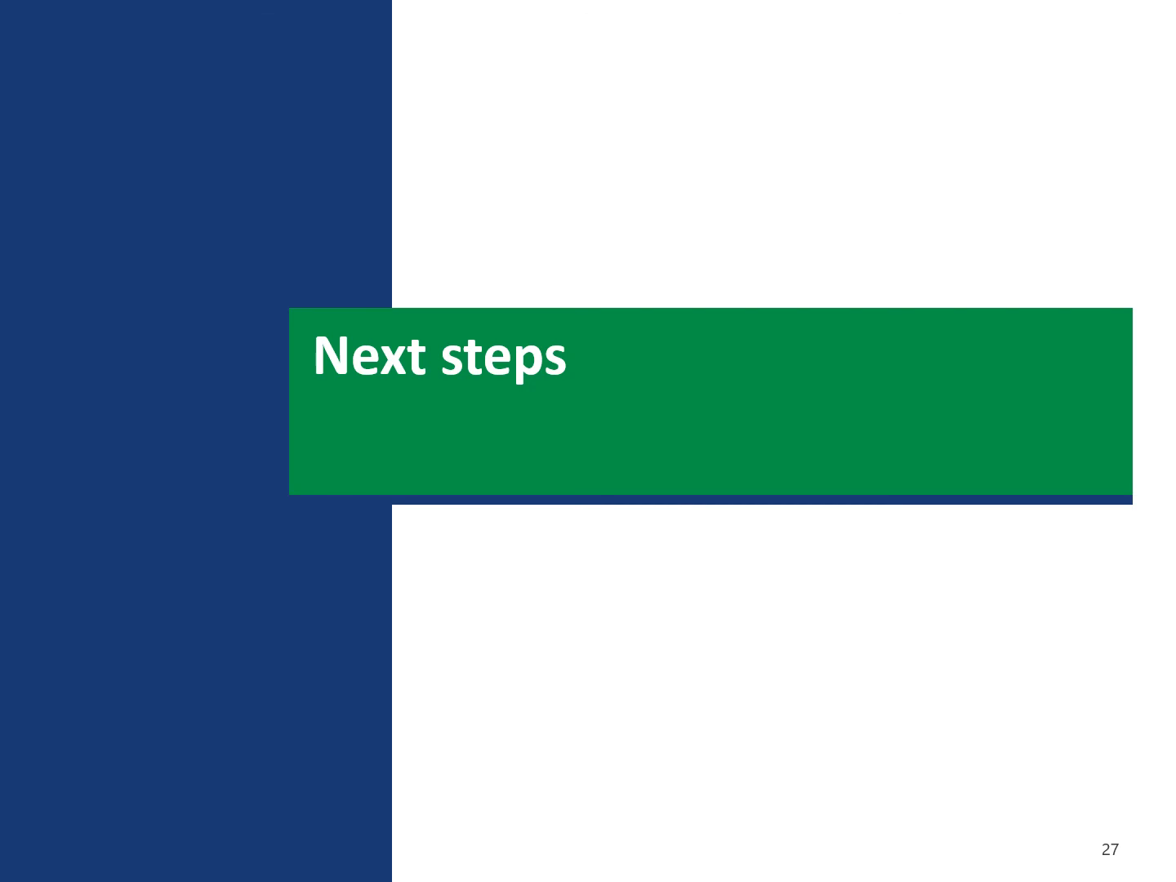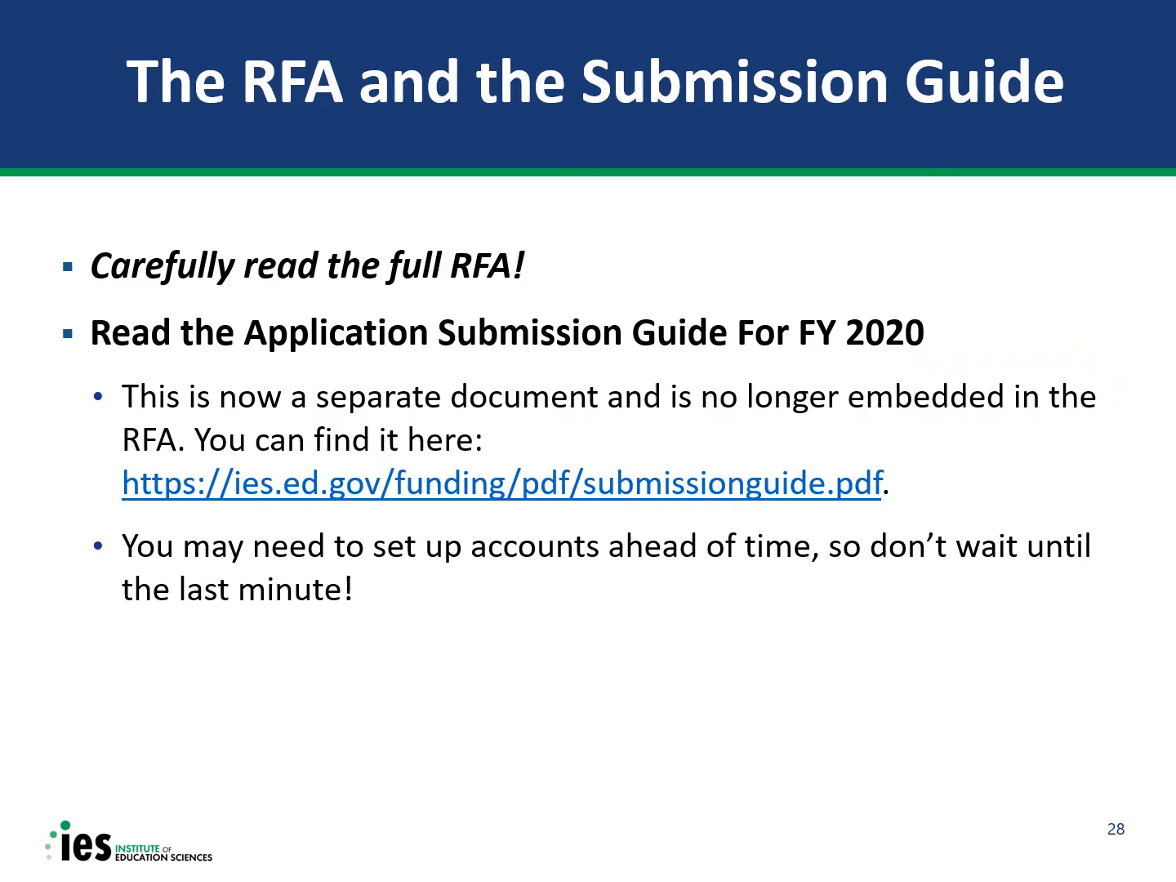So what are your next steps? As mentioned earlier, you should carefully read the full RFA. This webinar only includes highlights. This year, we have a separate application submission guide. Since it is now a separate document from the RFA, you will need to access and download it separately. Read it carefully, as there are many instructions that will help you submit your application correctly and on time. You may need to set up accounts ahead of the deadline, so don't wait until the last minute.